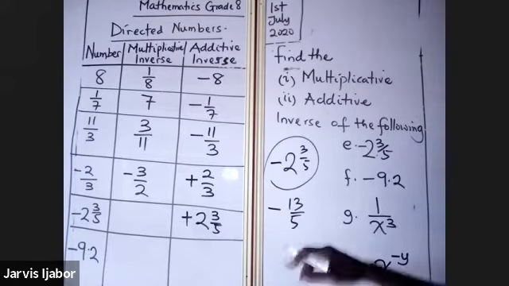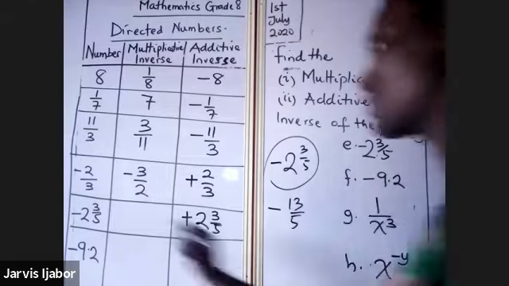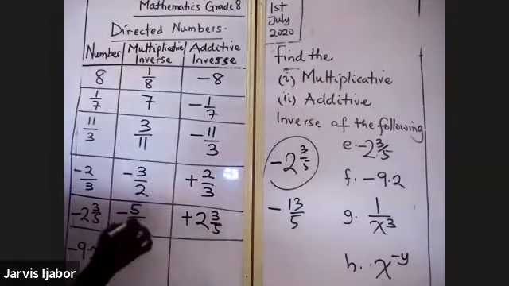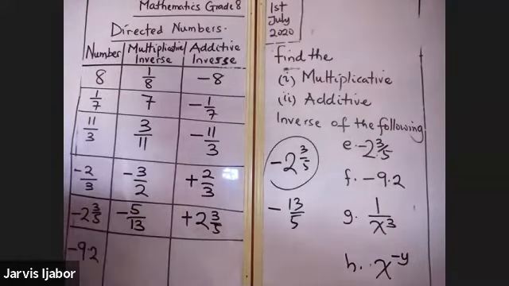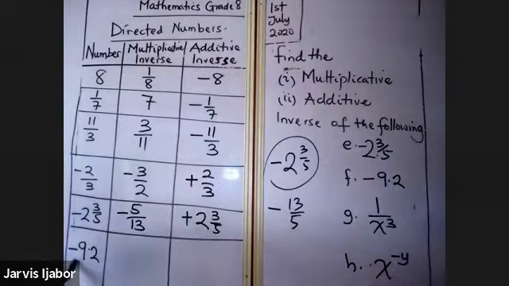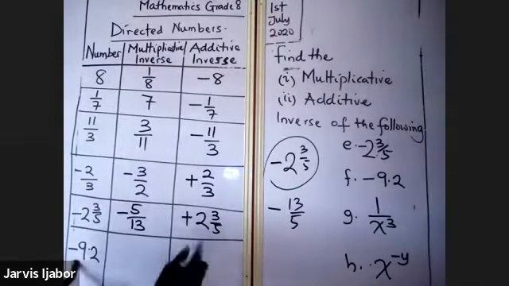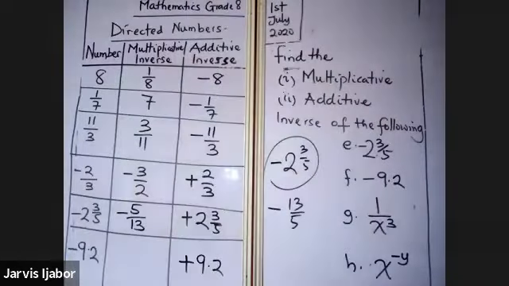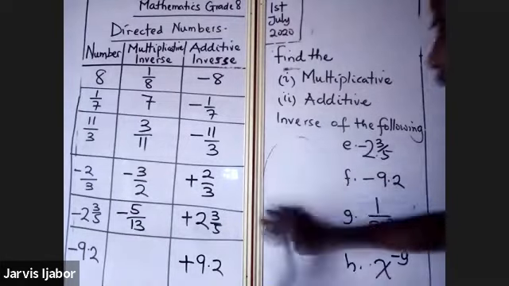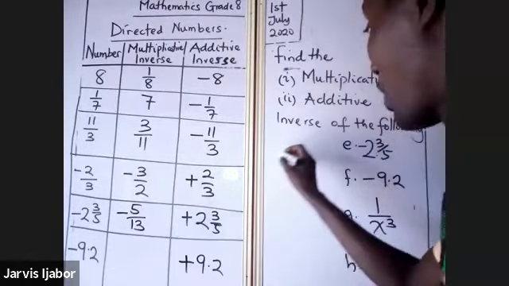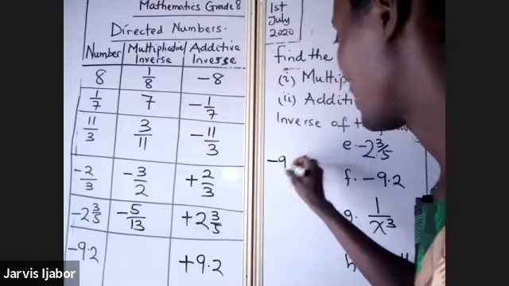So the multiplicative inverse will now be what? Negative 5 over 13. Now, what about this one? I will do the additive because that one is straightforward. It will be what? 9.2. What about the multiplicative inverse? How do you do that? Very simple too. You need to look at this. This becomes what? Minus 9.2.